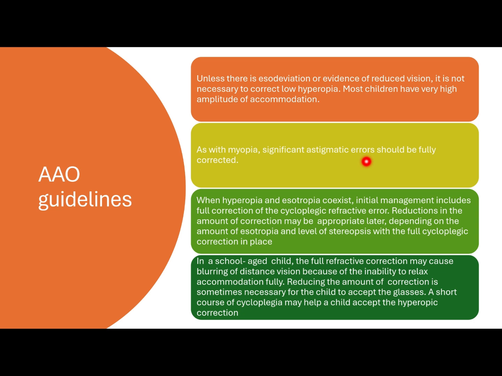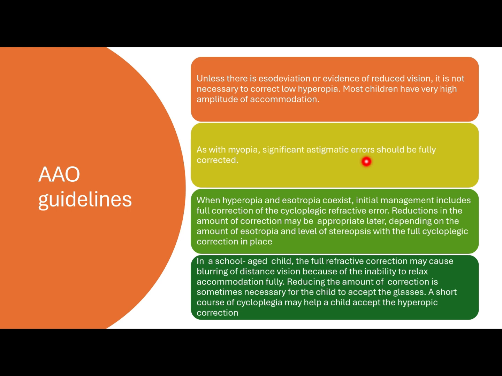Now, the American Academy has given us some guidelines as to when and how to treat. So, according to the American Academy, unless there is an eso deviation or evidence of reduced vision, it is not necessary to correct low hypermetropia, because we know that hypermetropia is physiological in children and they have a very high amplitude of accommodation. And as with myopia, if hyperopia is associated with astigmatic error, they should be fully corrected.